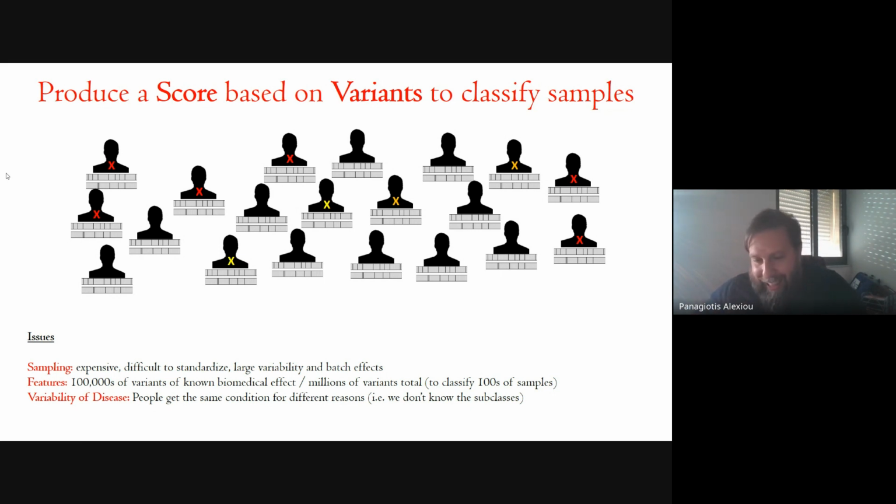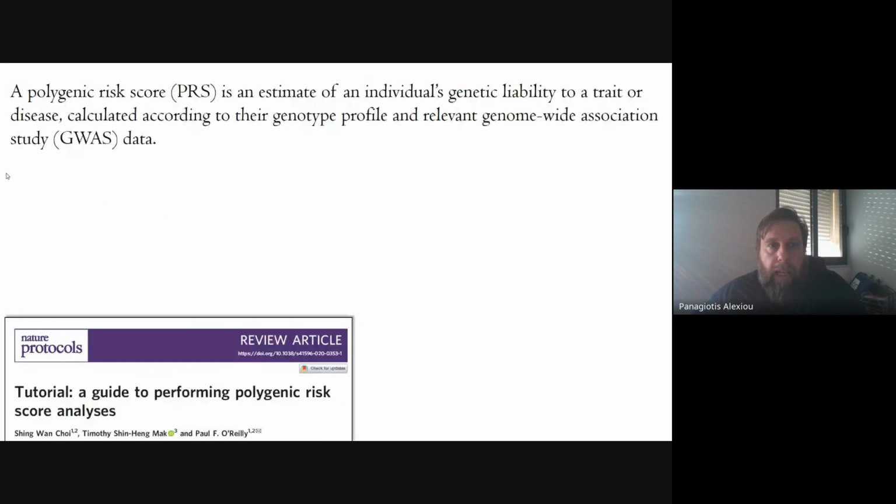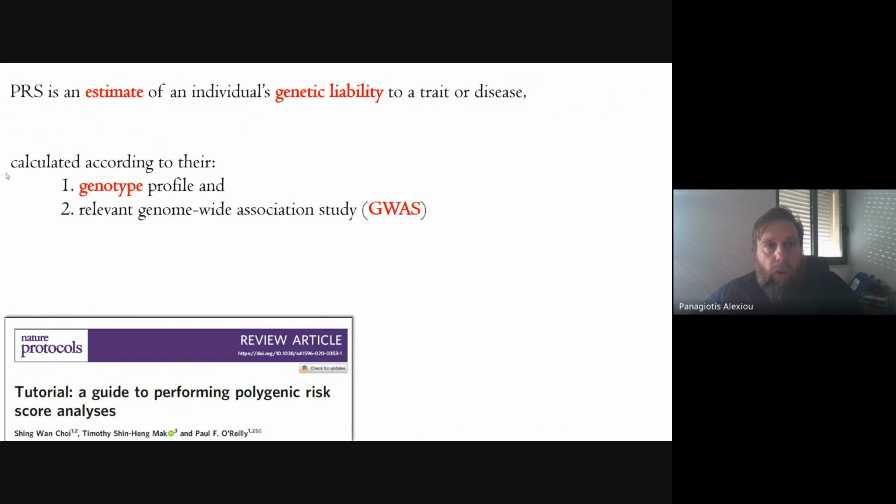Okay, so this is the introduction about what we're looking at, and now the ways that people up to now have approached this and tried to solve it. So the more traditional standard way to approach this is called the polygenic risk score. A polygenic risk score is an estimate of an individual's genetic liability to a trait or disease. So you're trying to estimate the chance that this individual has or doesn't have that disease from the genetic aspect, right? And it is traditionally calculated using two things.